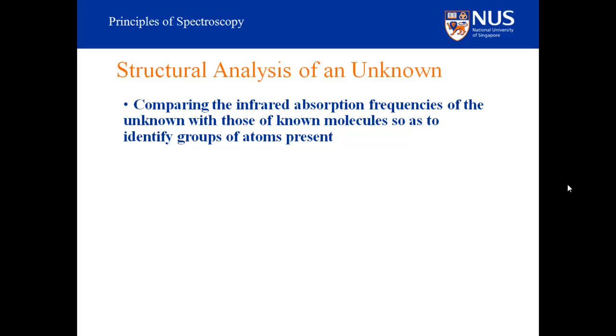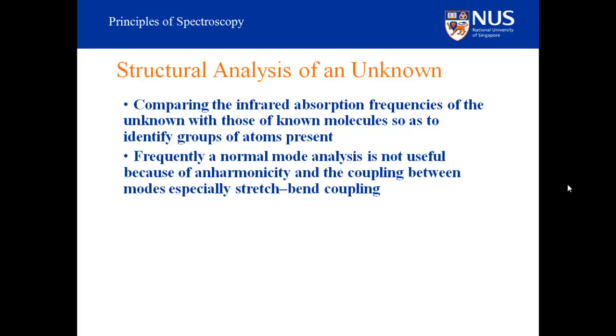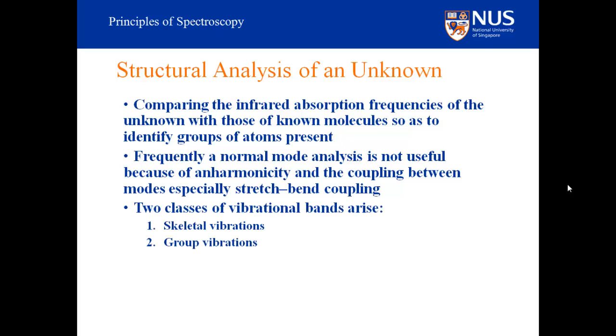All of the stuff we've been doing so far is called normal mode analysis. But it is possible that bends and stretches can couple together, that they can excite each other, and that they are not truly separated as is suggested in a normal mode analysis. So in a real molecule, because of the anharmonicity that is present, the separation isn't perfect, and so they get coupled together. So we're going to get two classes of vibrational bands arising. One is known as the skeletal vibrations, and the other is known as group vibrations.